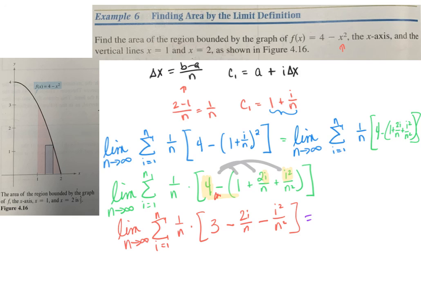You would have your 1 over n out here. You would replace this with 3n. You would replace this guy with, and you can just pull the 2 over n out if you want to, n plus 1 over 2. And you want to replace this one, and you can pull the 1 over n squared out if you want to, n plus 1, 2n plus 1 over 6. Simplify and apply your limit theory.